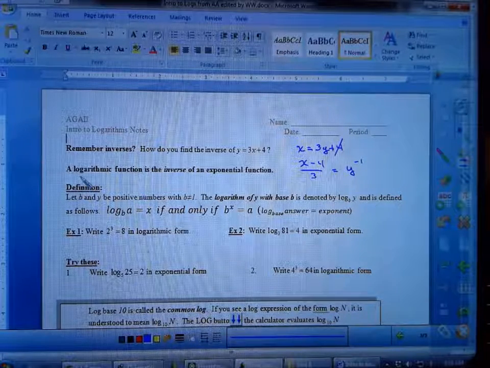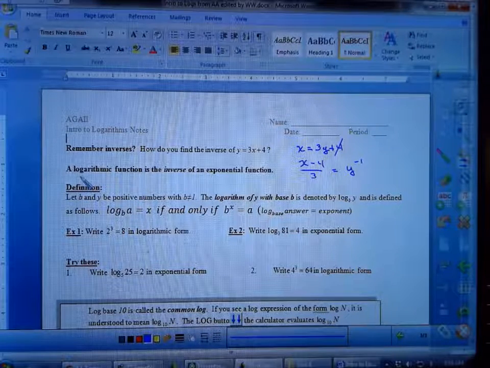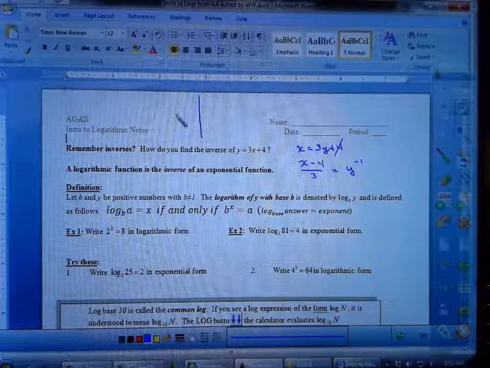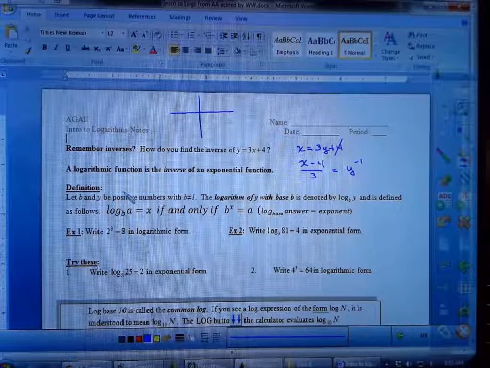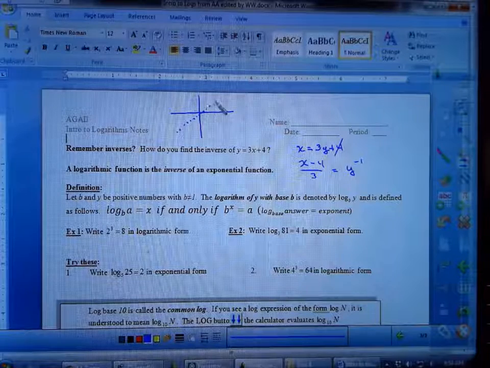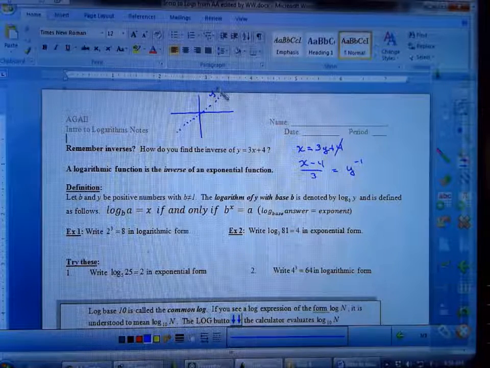So just remember what inverses are graphically as well. Inverses are what? Going to be reflected across what line? y is equal to x. So inverses are reflected across the line y is equal to x.